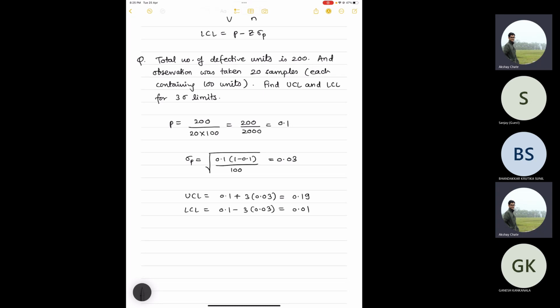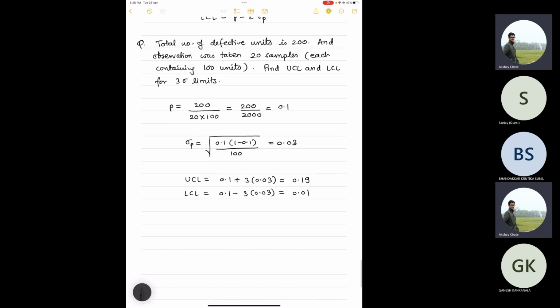So this is how we solve. Now you can again go back and draw the XY axis, and for 20 samples you can plot this UCL and LCL, and now for each sample you check what the P value is there. Then you plot it, and you'll get an idea whether your process is in control or out of control. Understood? So like that you can do it.